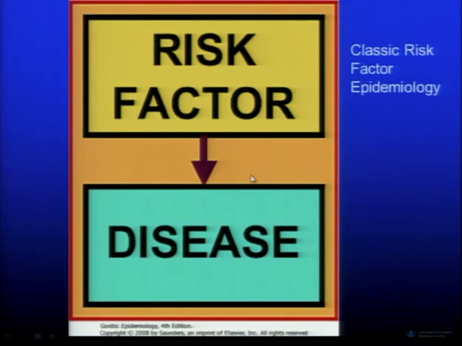So this is really what we spent most of the semester on. We had risk factors, and we wanted to know whether they related to disease. Yes? Tertiary prevention, if they already have it, wouldn't that just be controlling or treating versus preventing?